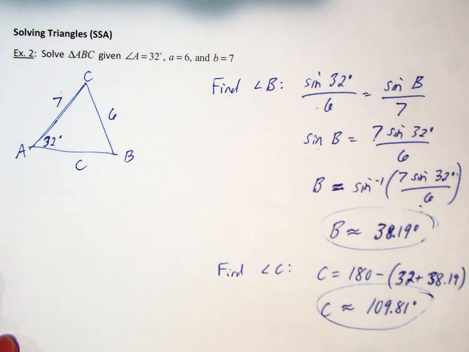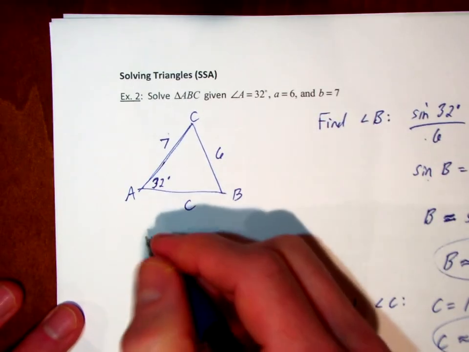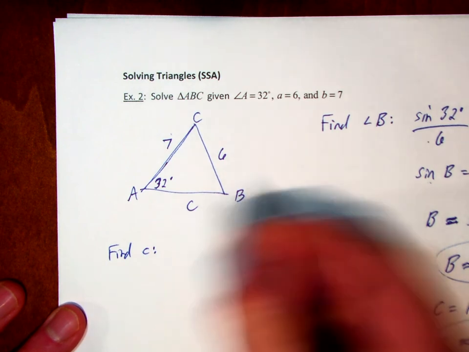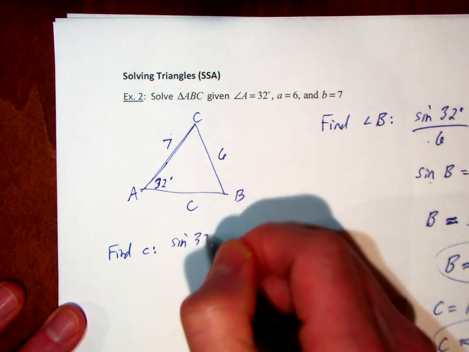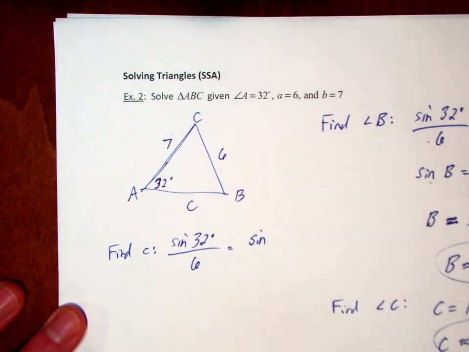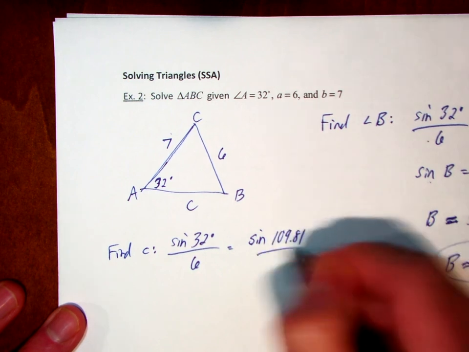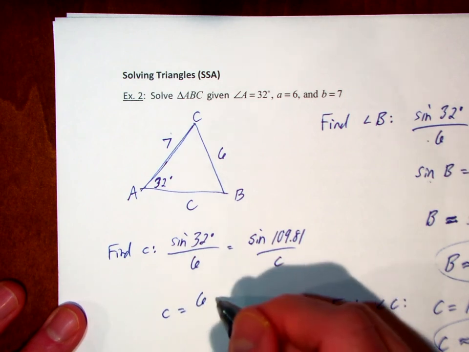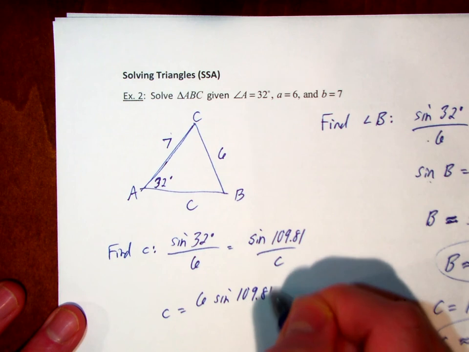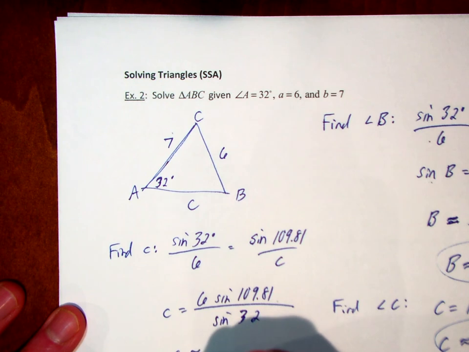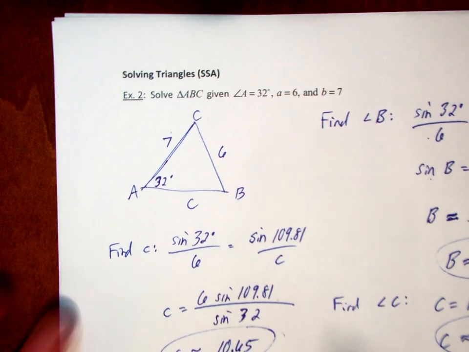Okay. So there's one more thing left to find. I know angle C. I don't know side C. So I'm going to go over here. I want to find side C. Once again, start with what you know. Sine of 32 degrees over 6 equals the sine of angle C, which is 109.81, over C. And then cross multiply and divide. C is going to be 6 times the sine of 109.81 over the sine of 32. So you get about 10.65. Okay, there's your third side.